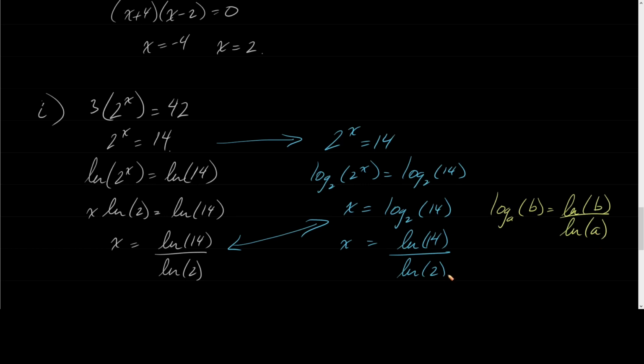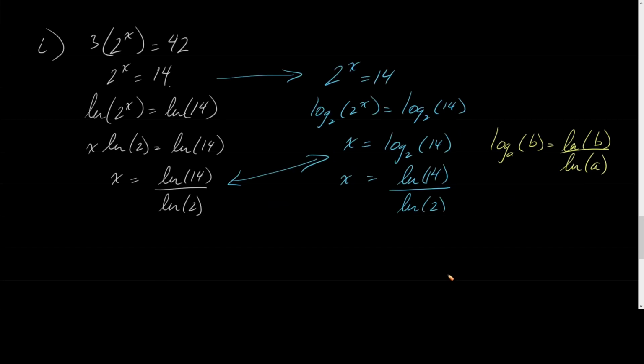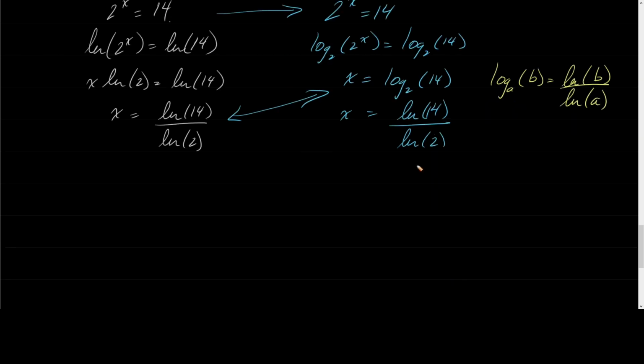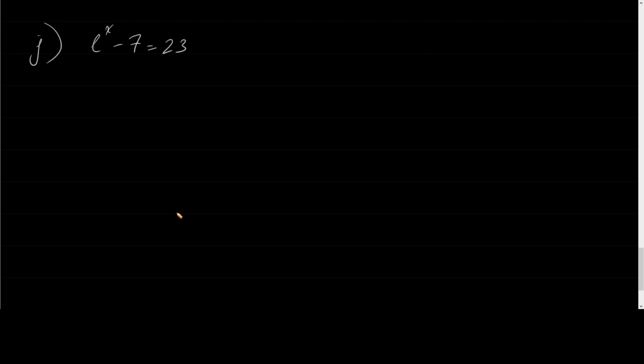All right. Next one. So that was I. J. Let's say I had e to the x minus 7 is equal to 23. So again, the very first thing I'm going to do is put any non-x's to the same side. So I have e to the x is equal to, well, add 7 to both sides. So it's equal to 30, right?